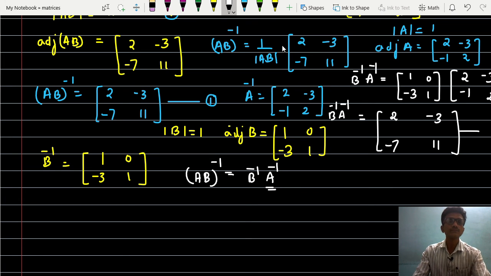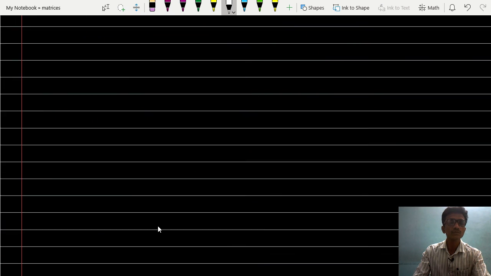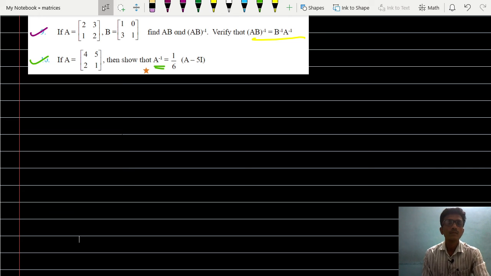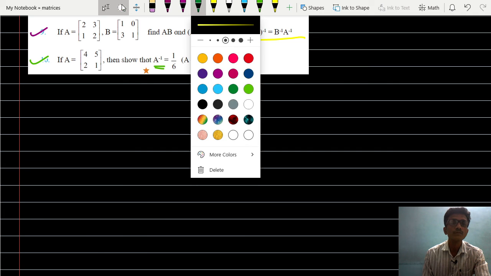Next question is, we do now the next question. Here the question is the 10th question. According to that 10th question, A is a given matrix, so that A inverse is equal to 1 upon 6 into A minus 5I. So now let's start question number 10. So in question number 10 आपको A inverse find करना है. So first of all we will find A inverse.